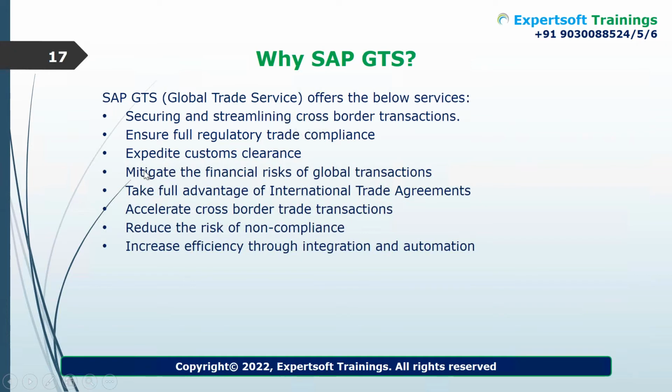GTS also helps mitigate financial risks of global transactions and take full advantage of international trade agreements, the FTAs, the free trade agreements. You see them increasing on a day-to-day basis. Each and every country wants to have friendly export and import business between them, so they implement free trade agreements, which help the importer pay fewer duties when importing anything. It accelerates cross-border trade transactions, reduces the risk of non-compliance, and also increases efficiency through integration and automation.